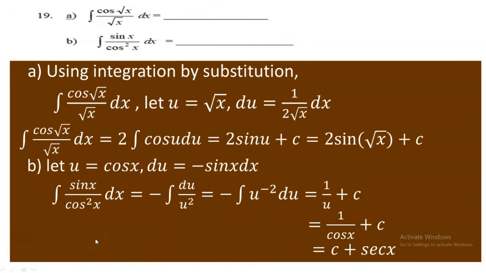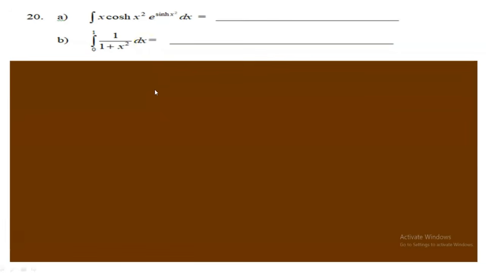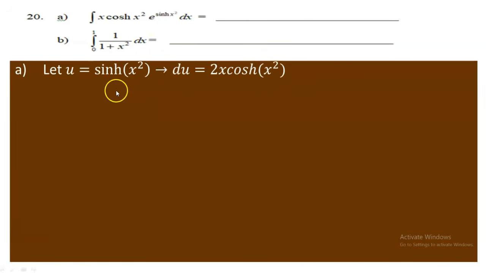So what comes next is question number 20, and here you are also given two integrations. One is basically an indefinite integral and the other one is definite, so we are going to answer this again. The solution for the first one can be done by simply letting u be sine hyperbolic of x squared, the exponent here, okay? So if you let u be sine hyperbolic of x squared, the derivative with respect to x is going to be like this. Look, you need to apply the chain rule.